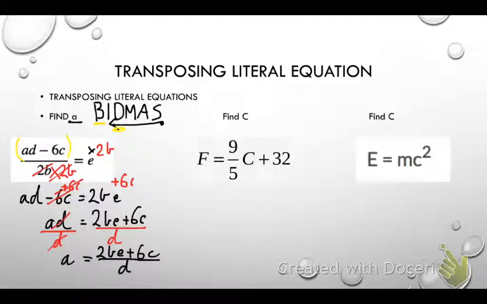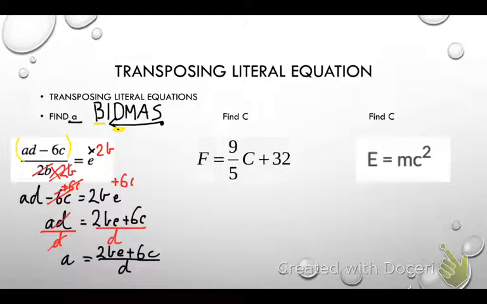Now you could say that's in brackets as well, but you're not needing to write it in brackets if you show that it's all above the line, or all the numerator. So that's the first example of how to transpose a literal equation.